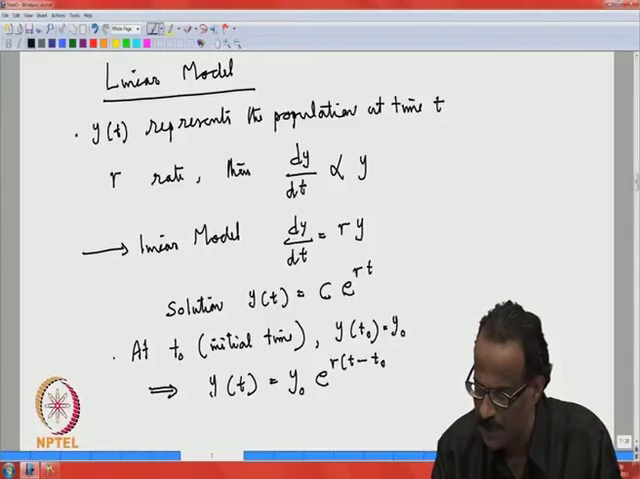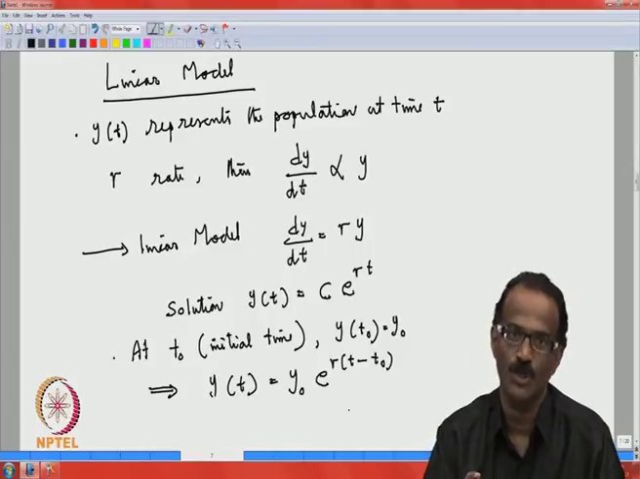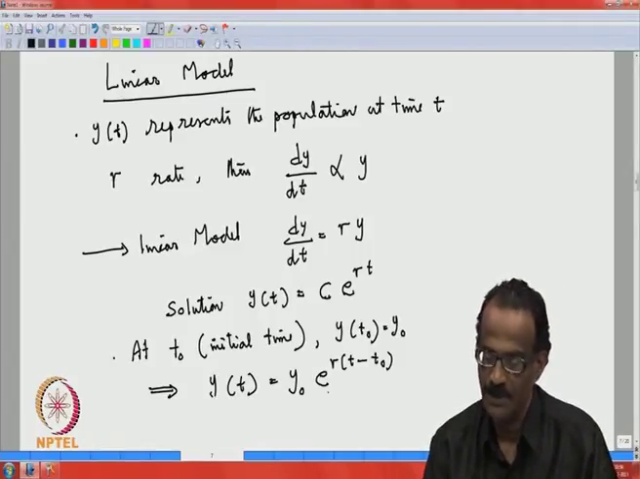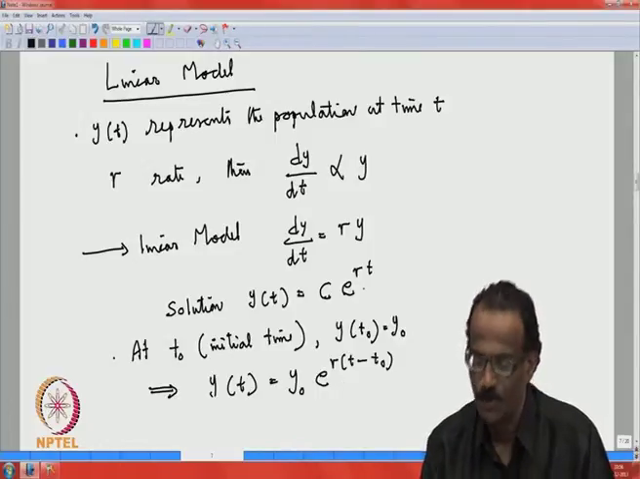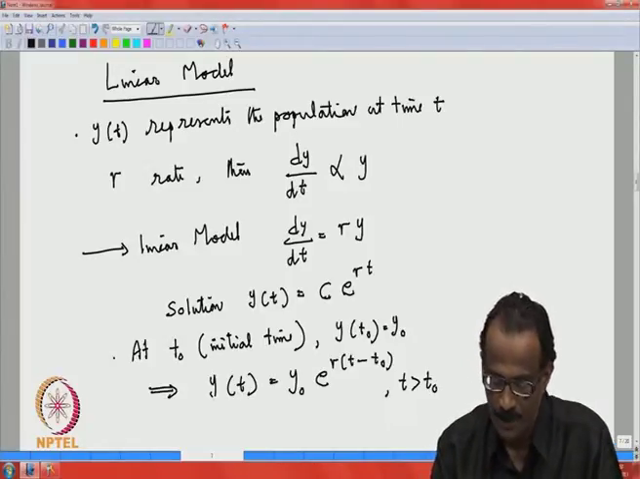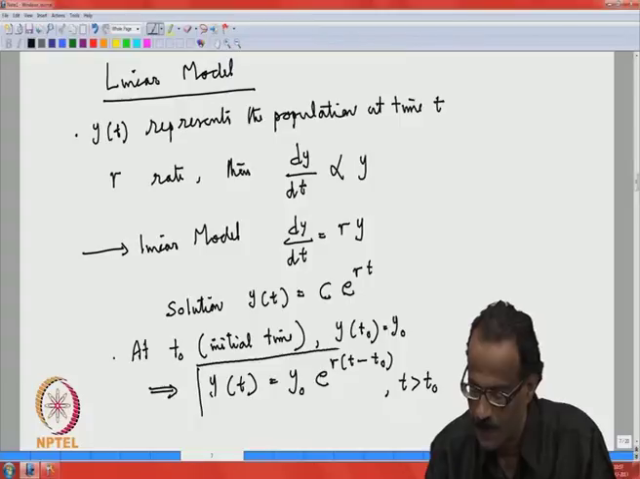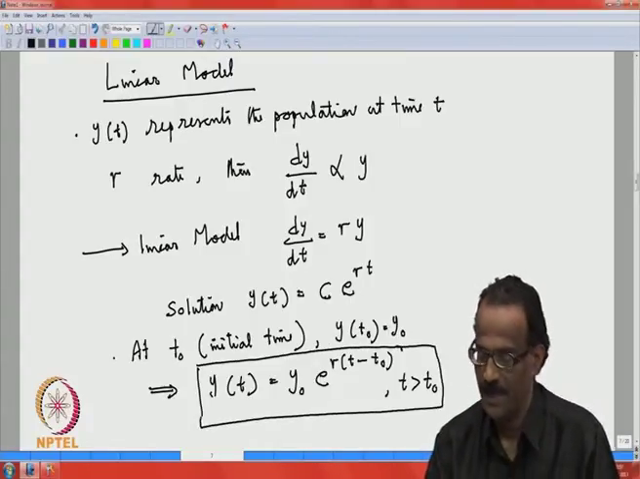You can evaluate and do that. These are small steps, but I always suggest to the students that you better work it out. It may look trivial, but just substitute t naught and do that. That is the way you have to learn mathematics. Okay. So you have your solution, easy way, you have the solution completely.